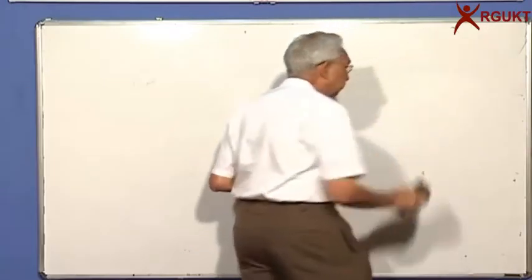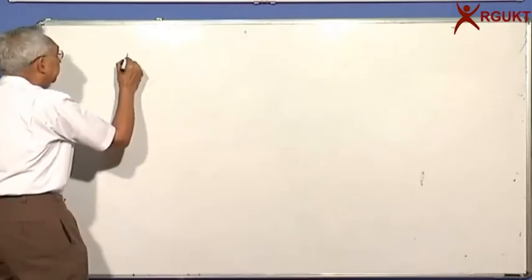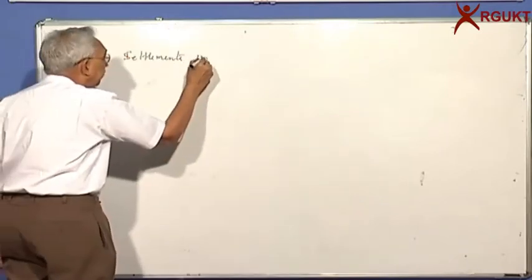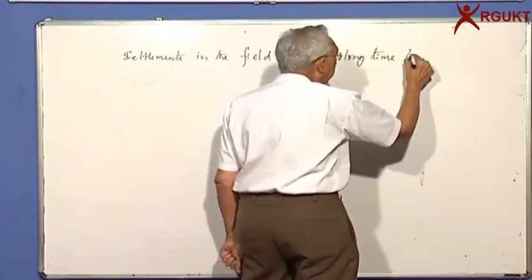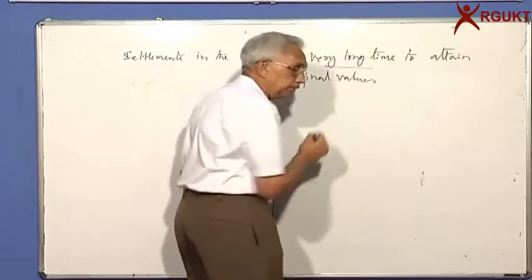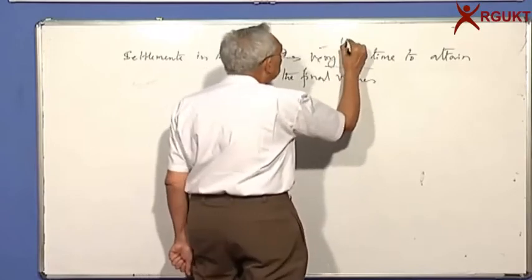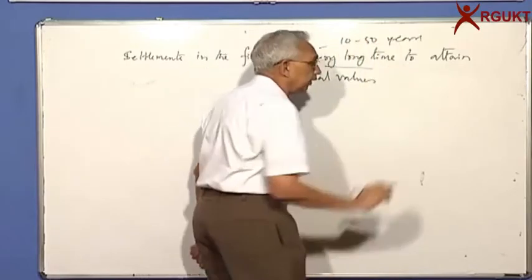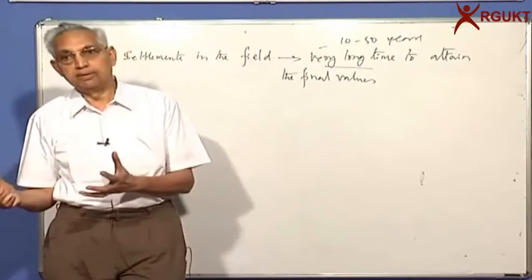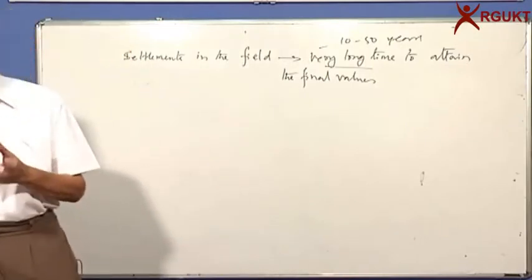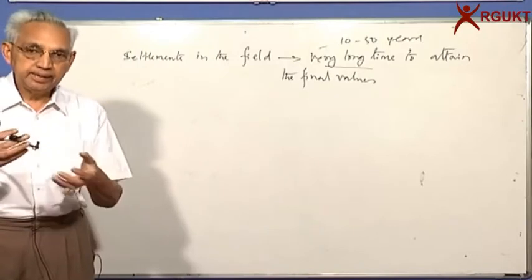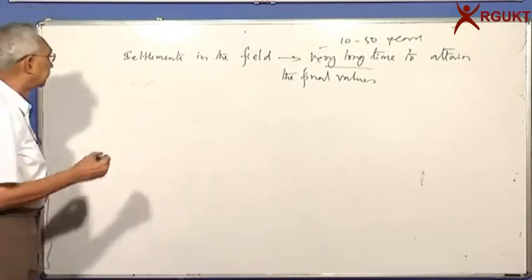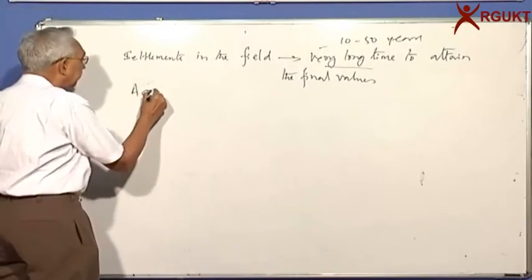The second important parameter is that settlements in the field take a very long time to attain the final values. What is a long time? It could be 10 to 50 years. Now nobody can wait that long to use the building or the structure. Is there a way in which we can accelerate these settlements? So what are the methods of accelerating?